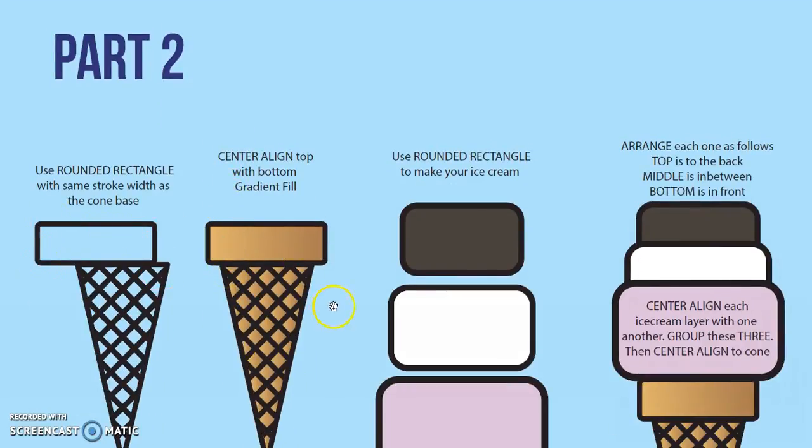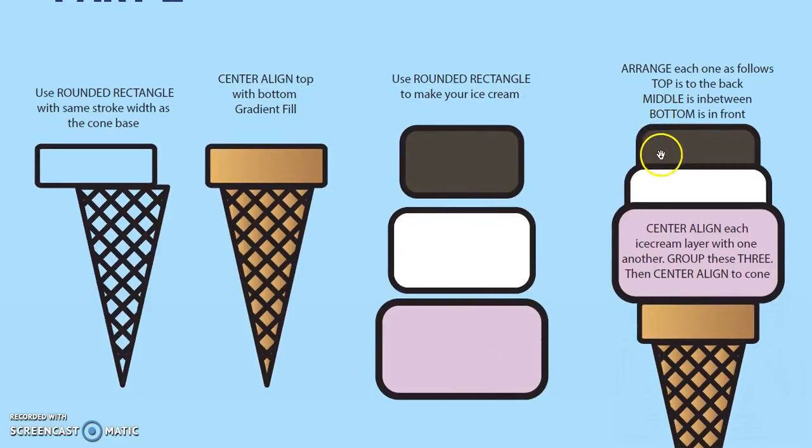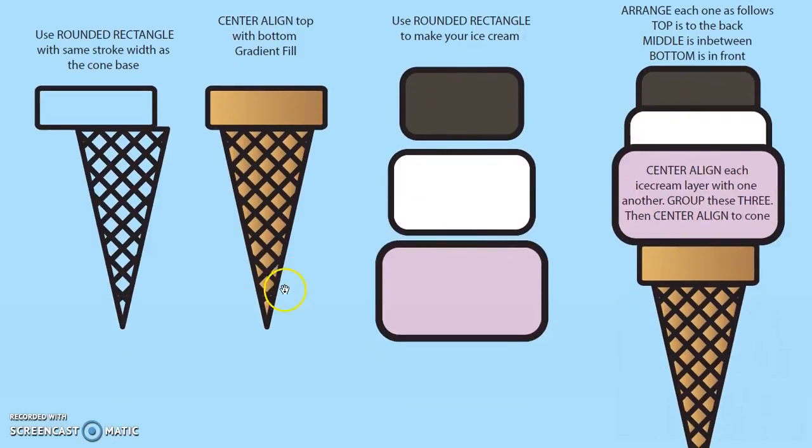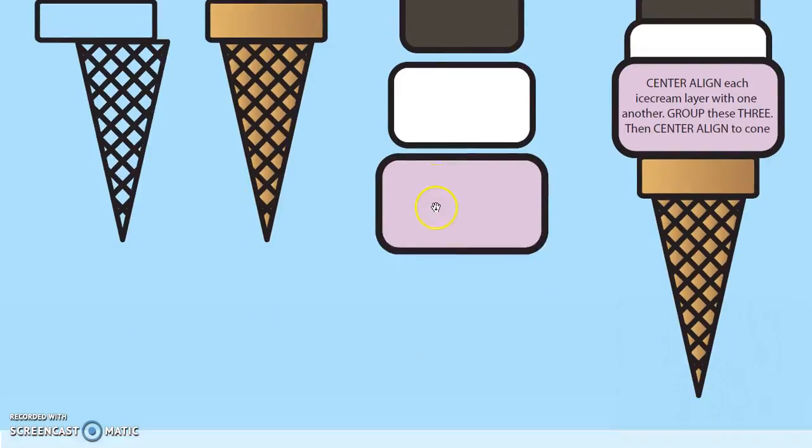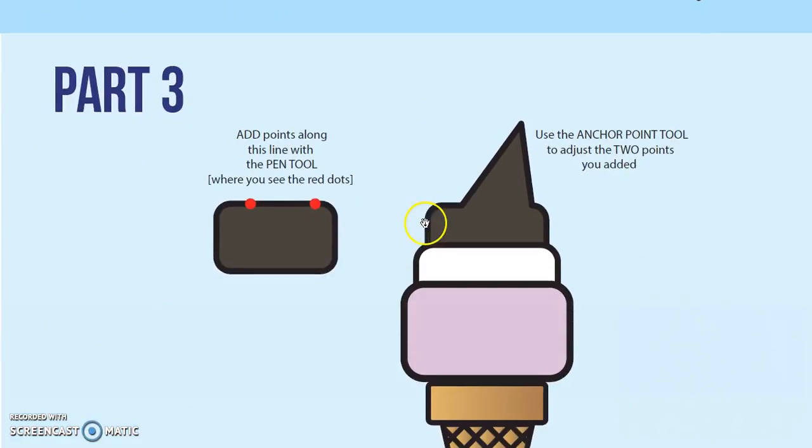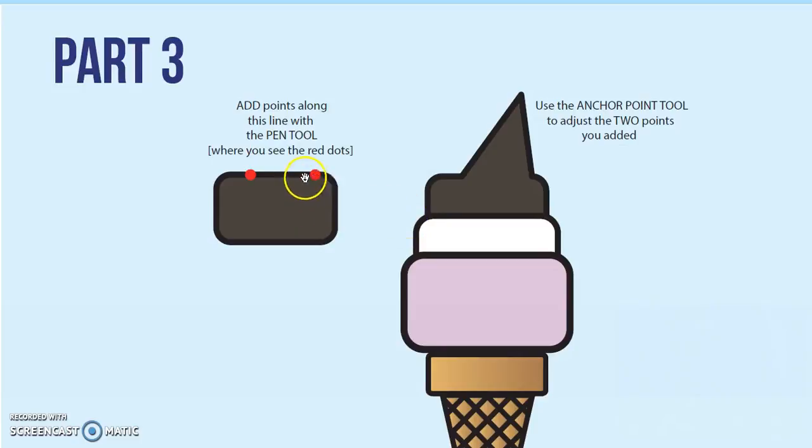We'll also throw a gradient in here. We'll use the rounded rectangle to make the ice cream tops, and we'll arrange those according to how we want them. Part three is just using our pen tool to add a couple other anchor points in this shape so we can adjust it.